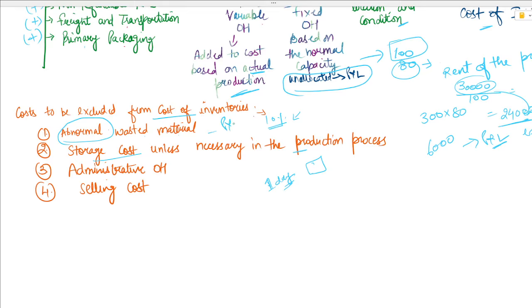This also you will put in P&L, which is not necessary in the production. Admin overhead in P&L, selling cost in P&L.